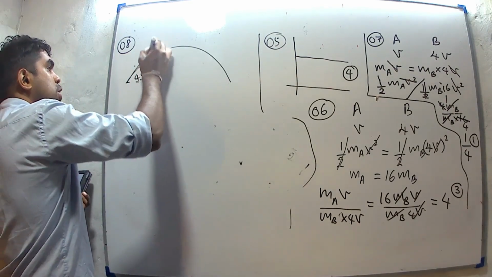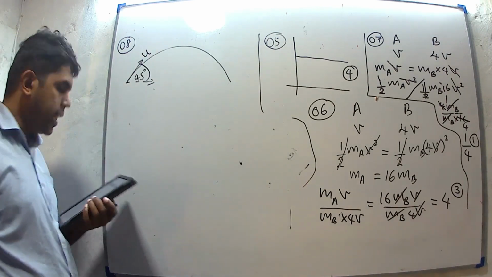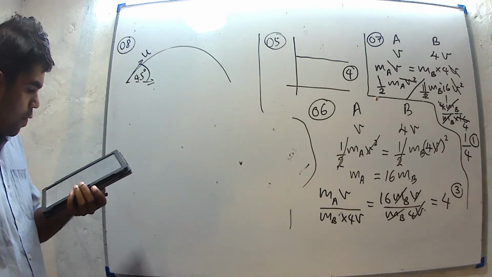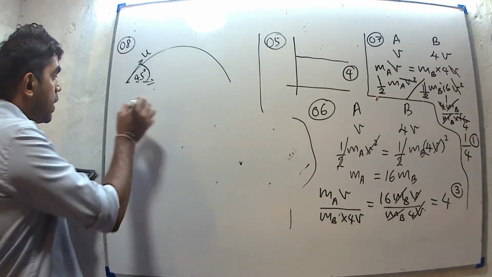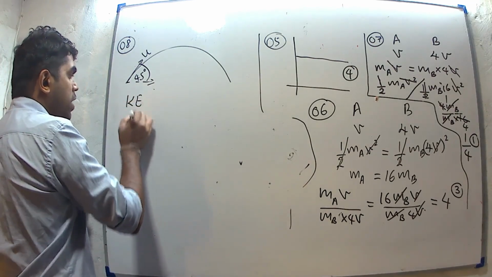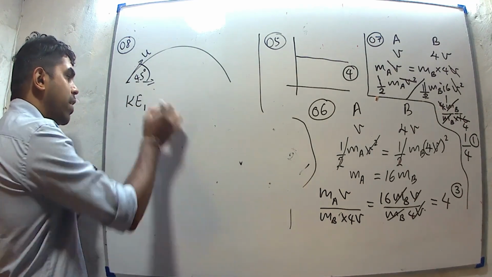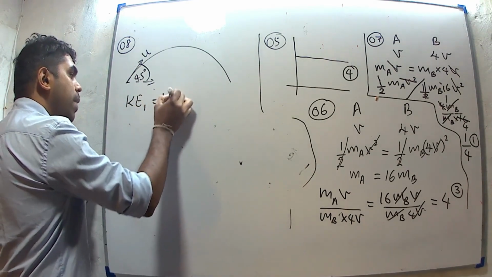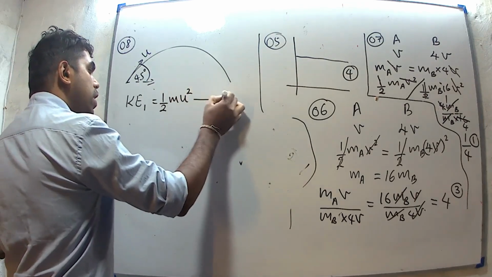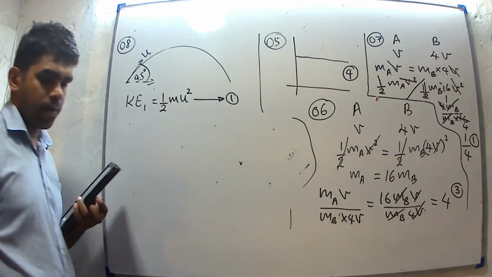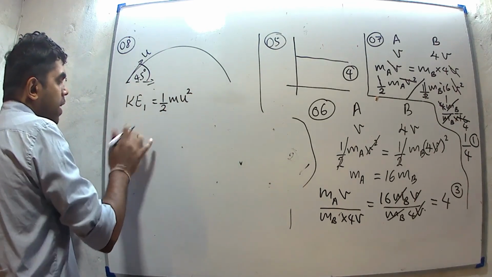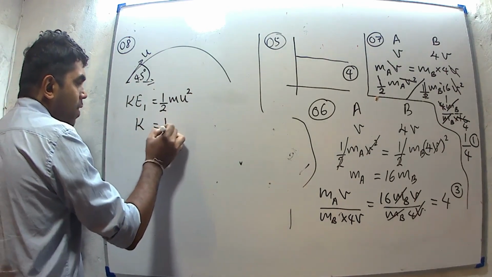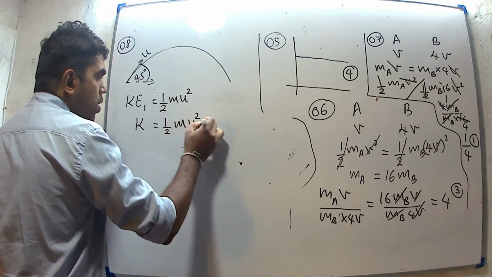If the velocity is u for the initial situation, we can write the kinetic energy for the first situation. I will consider it as KE1, half m u squared. It is the first equation. This kinetic energy is given as K. K equals half m u squared, the first equation.